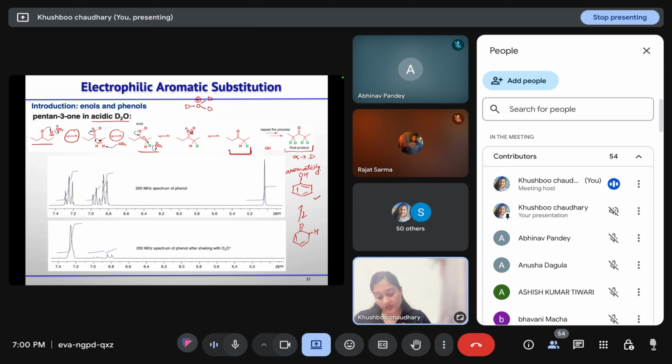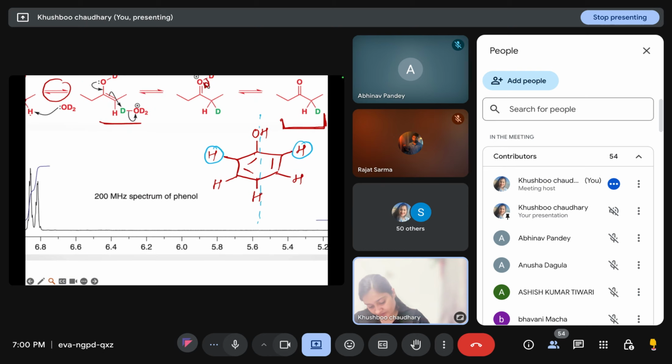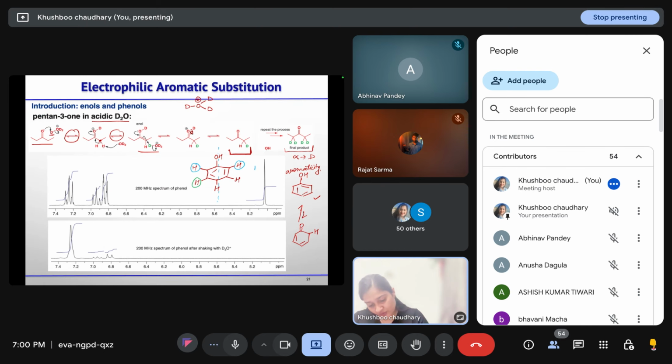So if we are considering phenol, the spectra will look like this. How many signals should be there? Is any symmetry there? Yes, ma'am, here is the plane of symmetry. That means ortho protons will show one signal, meta protons will show one signal, your para proton will show one signal, and one signal for this OH. So there should be four signals in the phenol spectra.